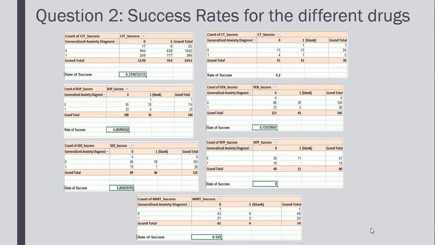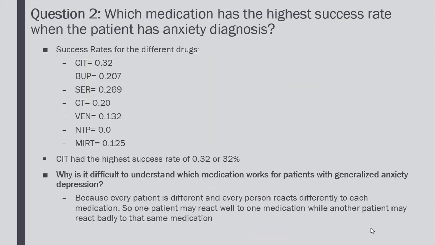Now question 2 asks you to calculate the success rates for all of the different drugs. So basically you would do what I just did for citalopram for the remaining 6 drugs to get these answers. And as you can see, citalopram or CIT had the highest success rate of 0.32 or 32%.